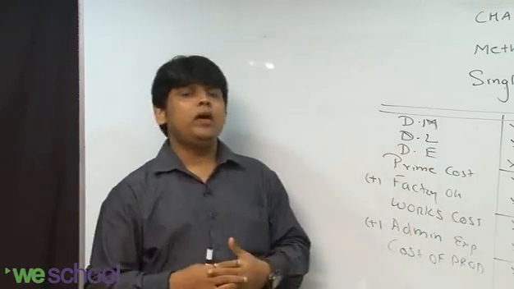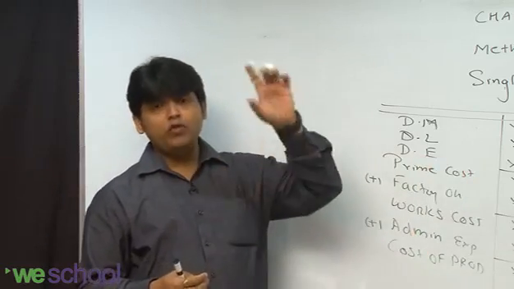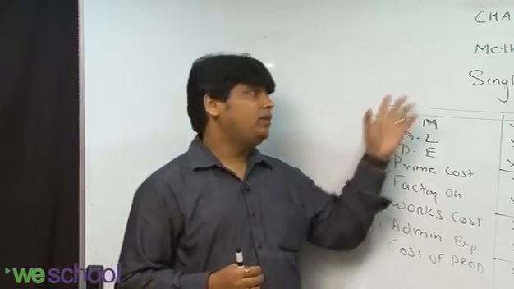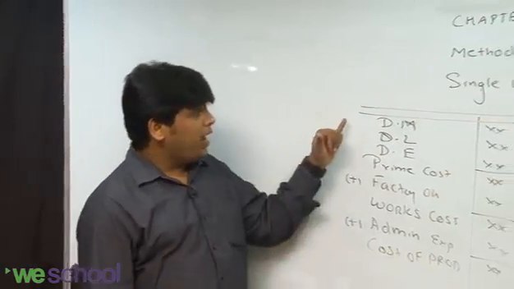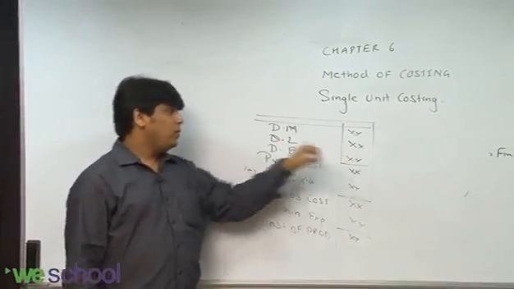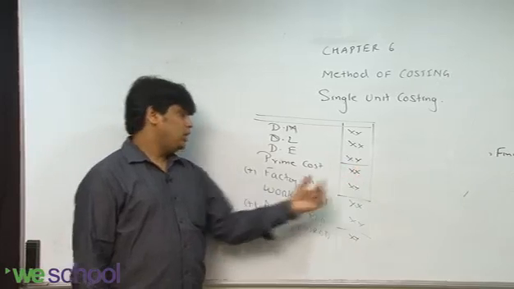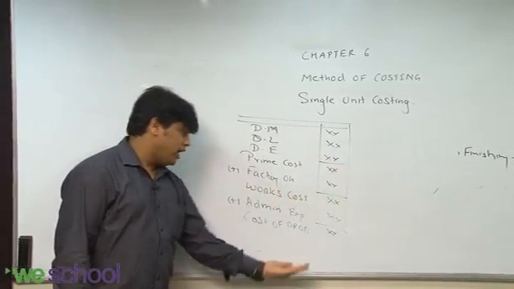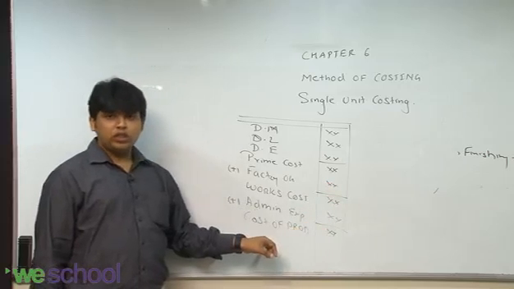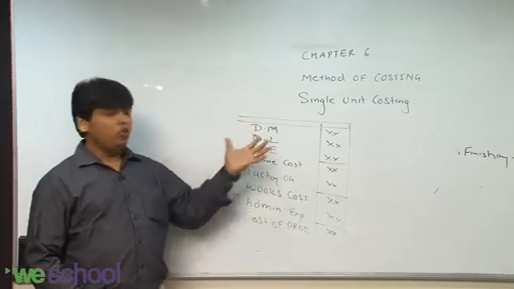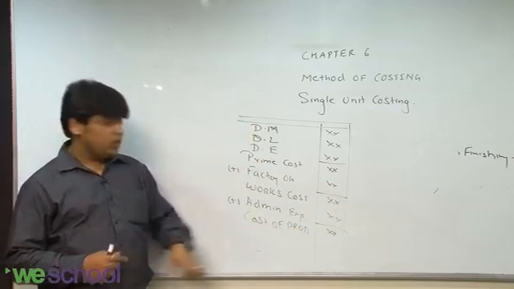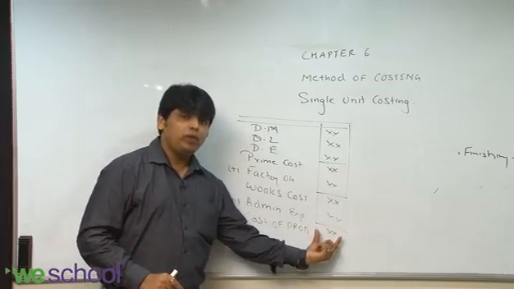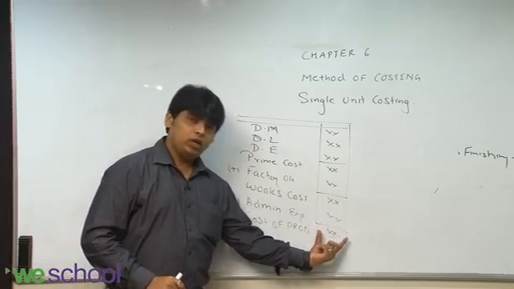Single unit costing method will be used by those companies who produce a large number of single units, only one unit. No bifurcation, no batches in that. How do they calculate the cost? By adding direct material plus direct labor plus direct expense, which gives you prime cost. To that prime cost, add factory overheads, you get works cost. To that works cost, add admin expense, you get cost of production. This is how the single unit costing method helps to calculate the cost of the product. This cost divided by number of units produced will give you cost per unit.